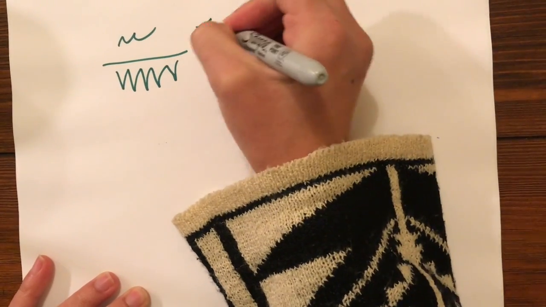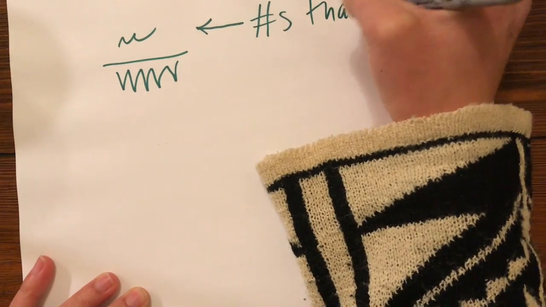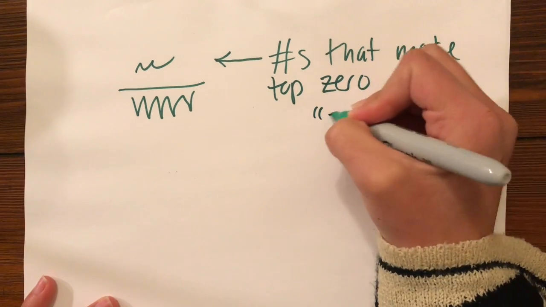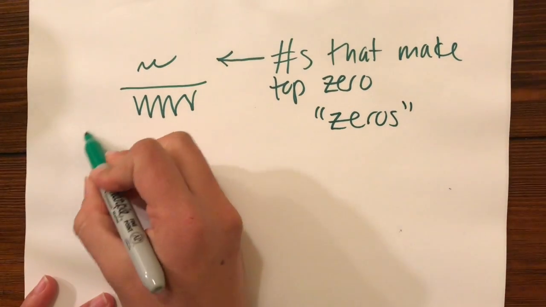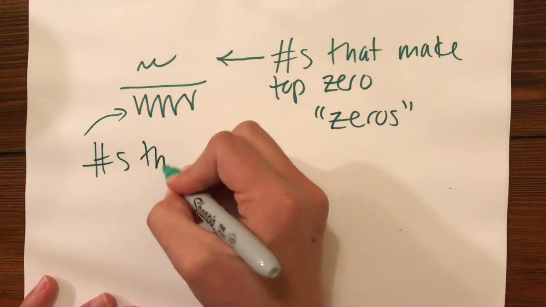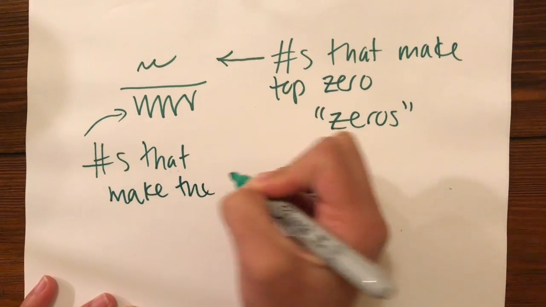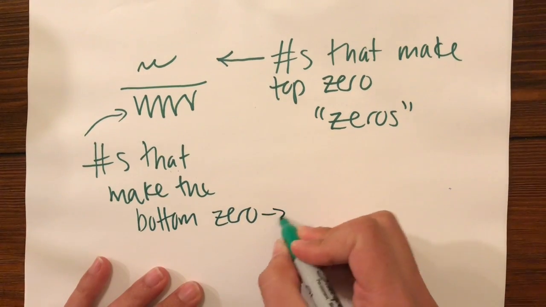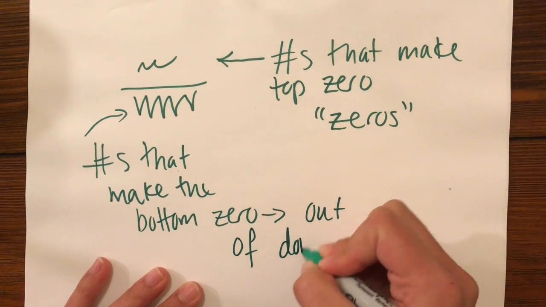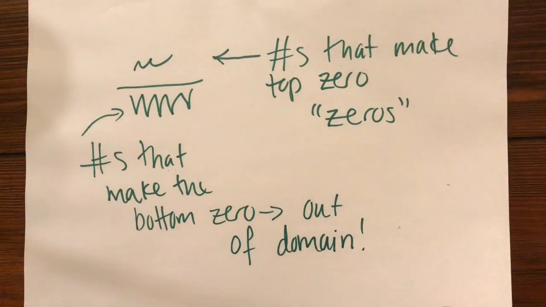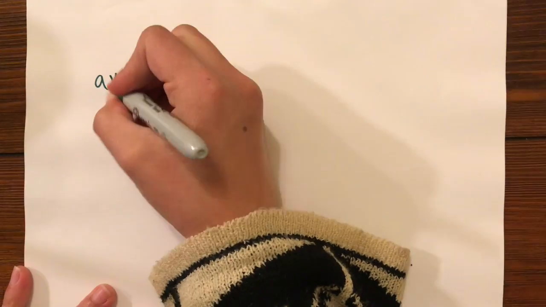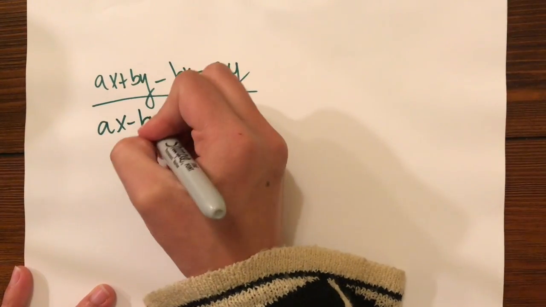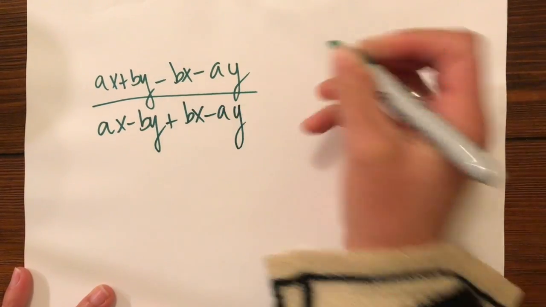So kind of summarizing this point, if I have a squiggly on the top and a zigzag on the bottom, the numbers that make the top 0, I call the zeros of my function. And the numbers that make the bottom 0, right, that make the whole bottom 0, those are out of my domain, so I would say x does not equal these numbers. It equals every other number except these ones, and I would list them. Okay. We're going to do another factoring example that's a little bit tricky.